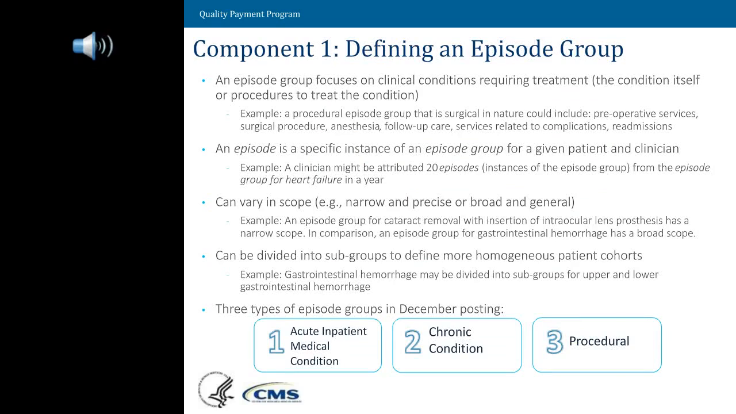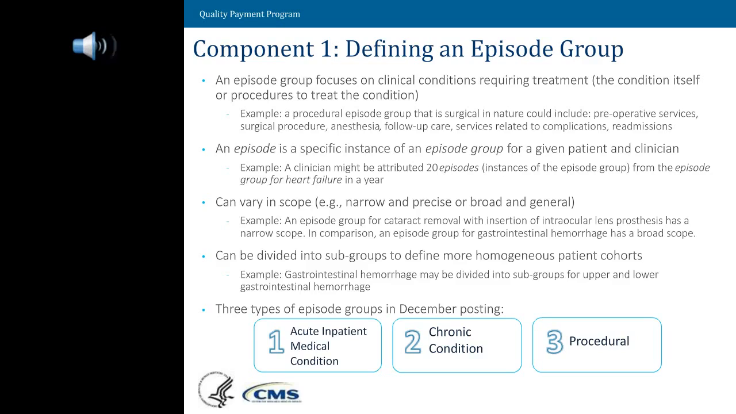The first component is defining an episode group. An episode group focuses on clinical conditions requiring treatment, the condition itself, or procedures to treat the condition. For example, a procedural episode group that is surgical in nature could include preoperative services, the surgical procedure itself, anesthesia, follow-up care, services related to complications, and readmissions. An episode is a specific instance of an episode group for a given patient and clinician.